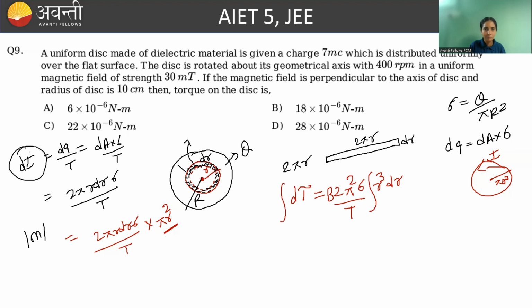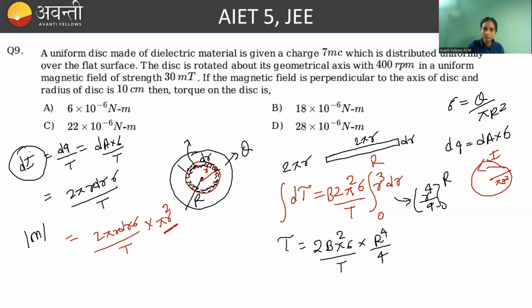To find the total torque, we will integrate, and r will change from 0 to capital R. Okay? Do this calculation, you will get the answer. So tau is equal to how much? 2B pi square sigma by T. What will be the integration of r cube? r4/4. Okay? Its value will be how much? r4/4 and this from 0 to R.